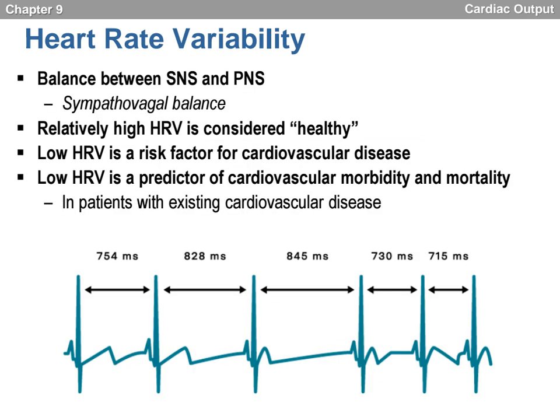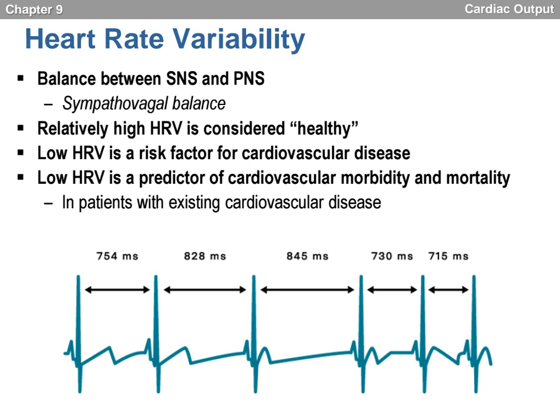In healthy people, there's quite a bit of heart rate variability. And the reason for this is there's a balance between the sympathetic nervous system and the parasympathetic nervous system. And this is referred to as the sympathovagal balance. So normally, moment to moment, the sympathetic nervous system might be a little more activated, the parasympathetic nervous system more activated, and so forth. And so there's a tug of war between the two. And you get a natural variability that's healthy. There's a relatively high heart rate variability, and that's considered perfectly normal and healthy.